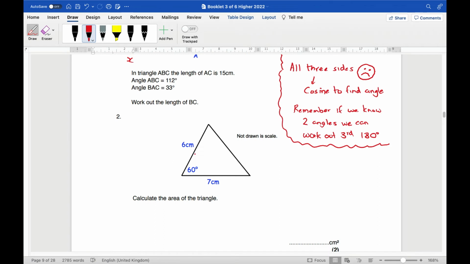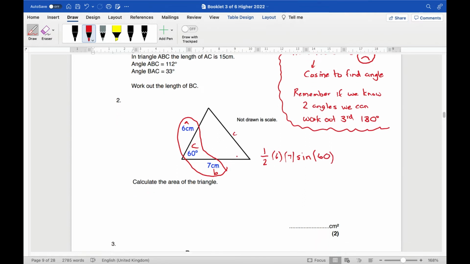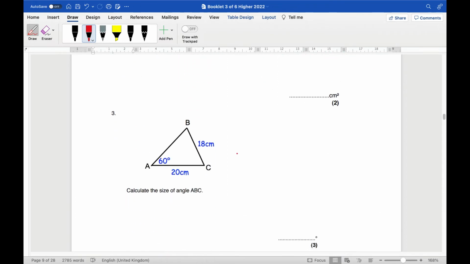Calculate the area of the triangle. Perfect, I've got everything I need. Got the triplet that I need. So it's half. This can be A. Don't have to learn this, remember. This can be B. Sine the angle, which is 60, which becomes big C, because that's little c. Okay? Again, work it out, give your answer to one decimal place.